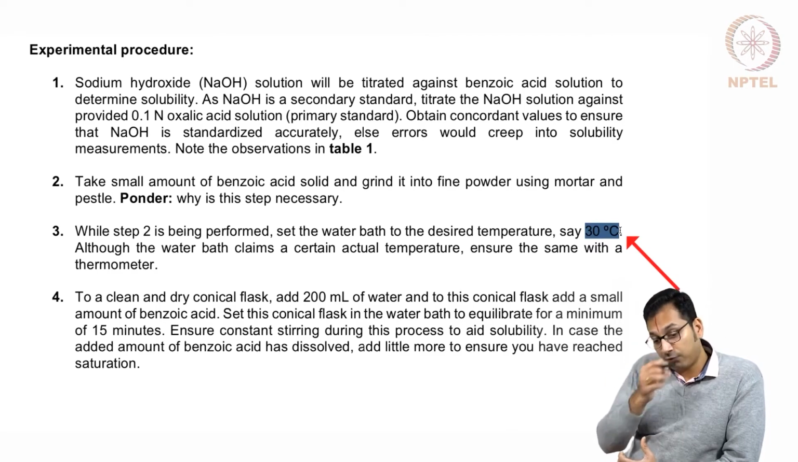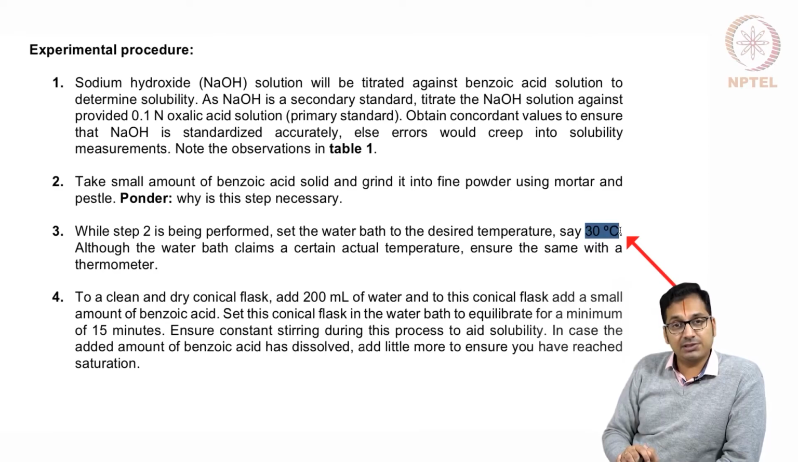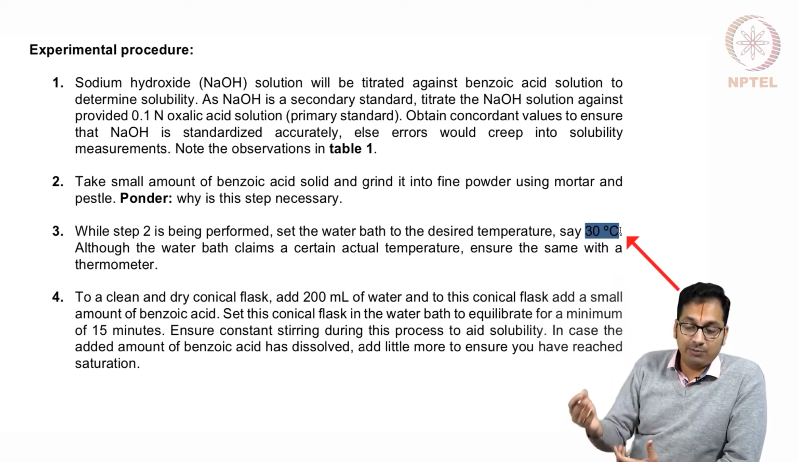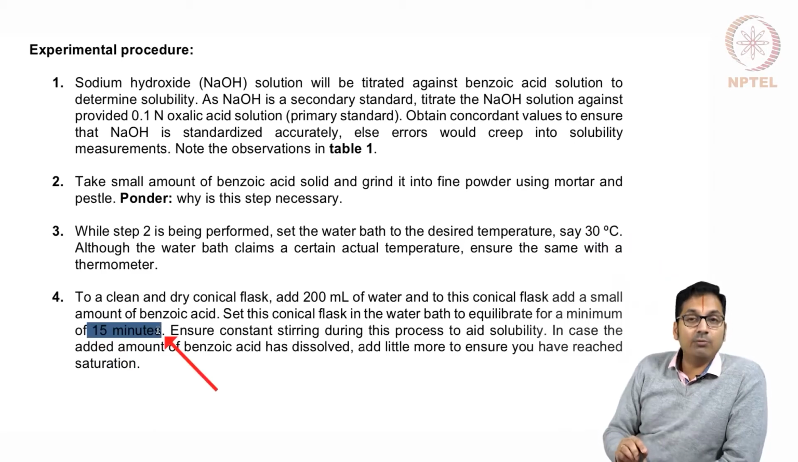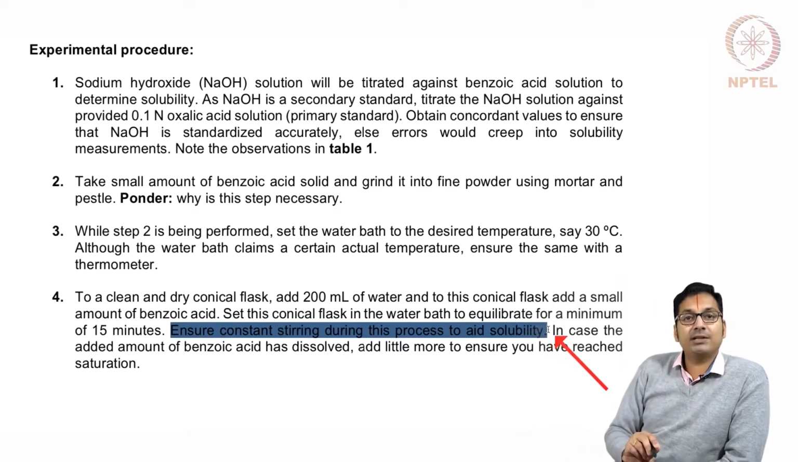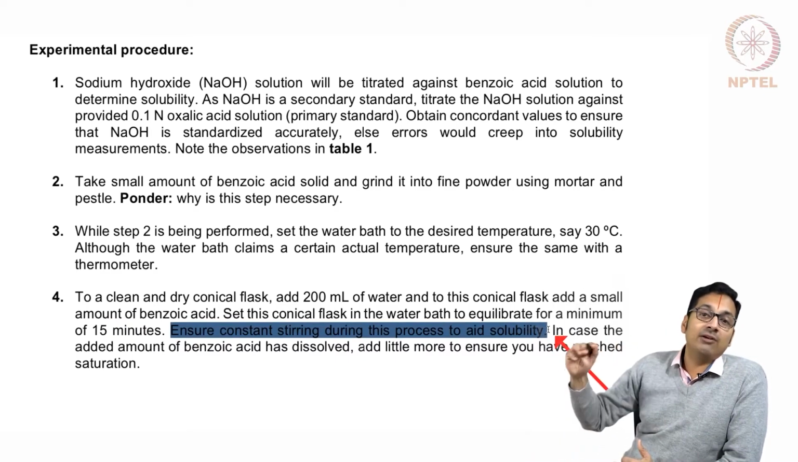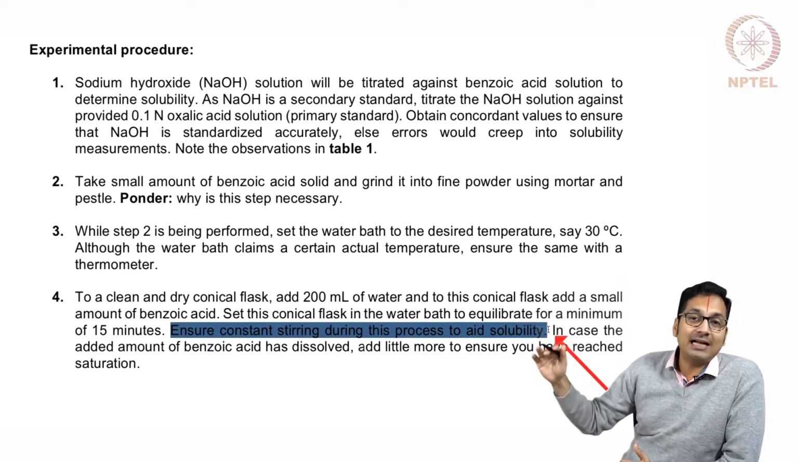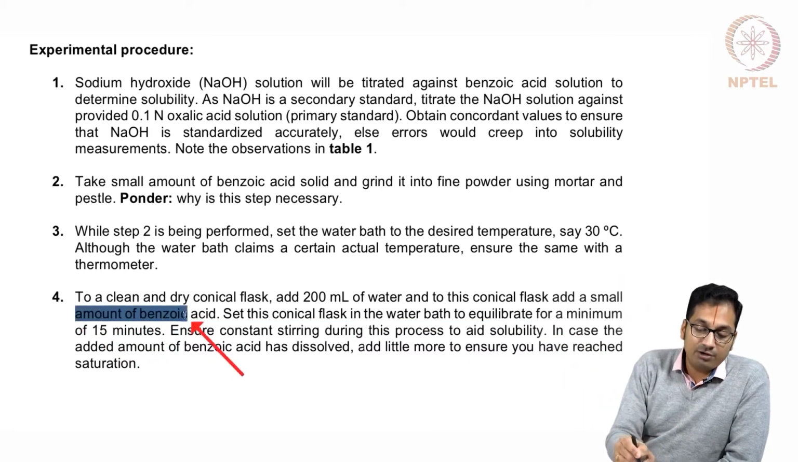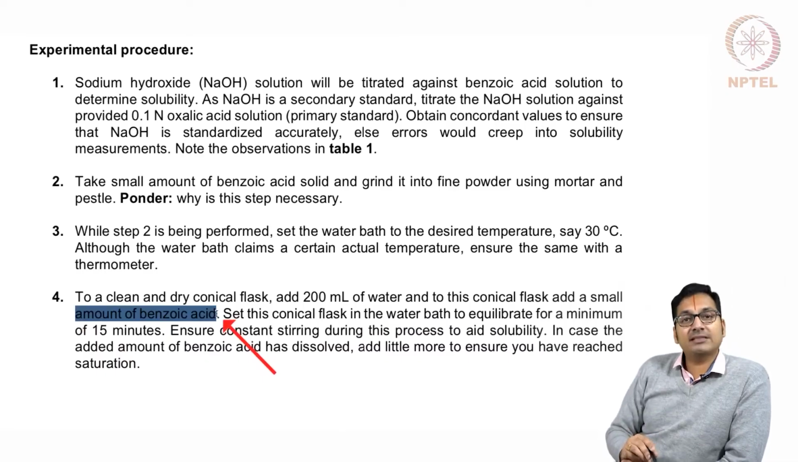The same holds good if benzoic acid dissolution is endothermic in nature. If it's endothermic, it's going to reduce the temperature. So either way, be it exothermic or endothermic, one has to ensure that a minimum of 15 minutes of equilibration is done. And this is also done where you ensure constant stirring for this process, so as to ensure that at that given temperature you are completely saturated with the benzoic acid, which is the reason why we are not committing on the total amount of benzoic acid that is required.